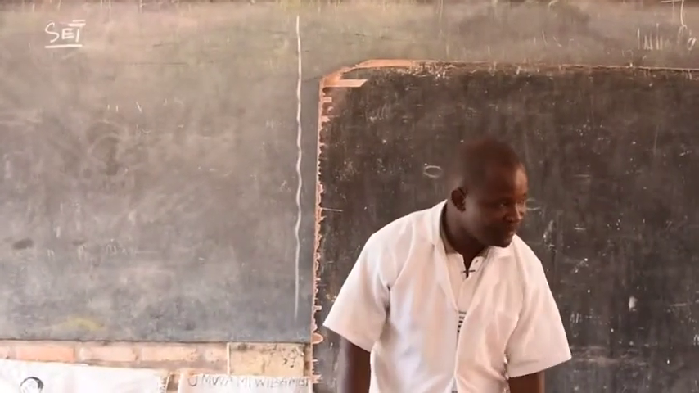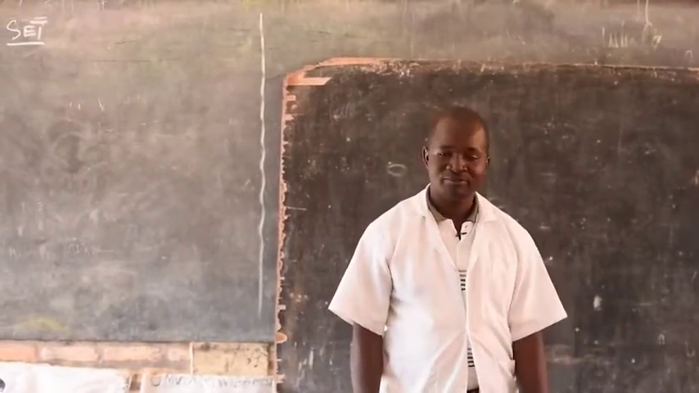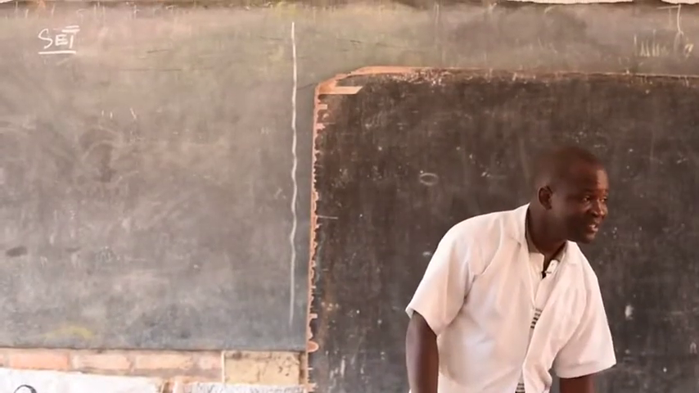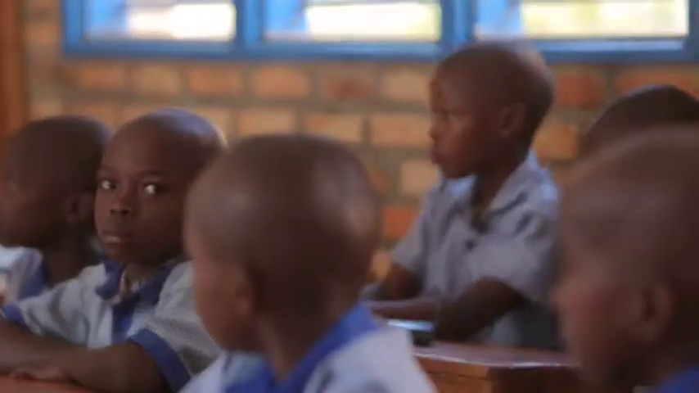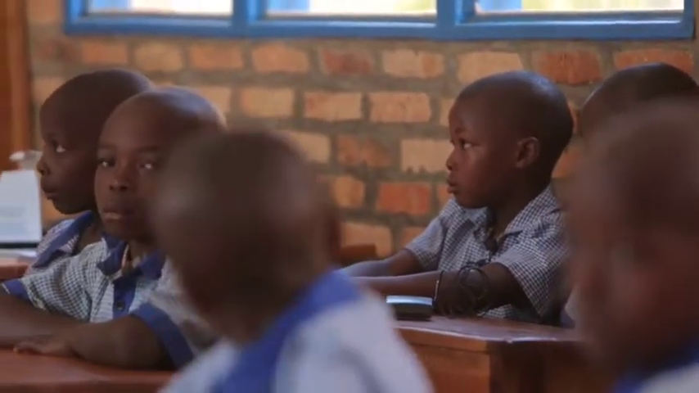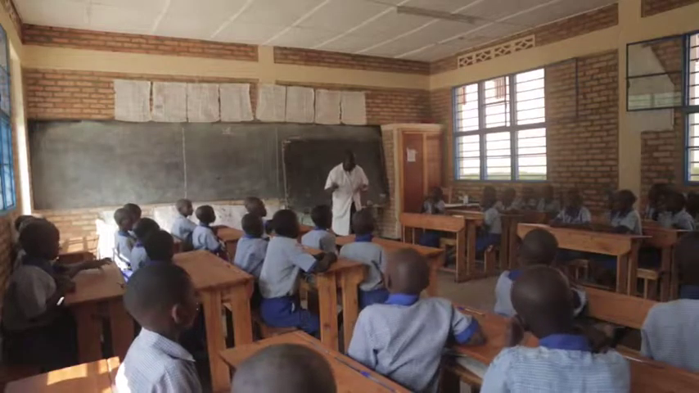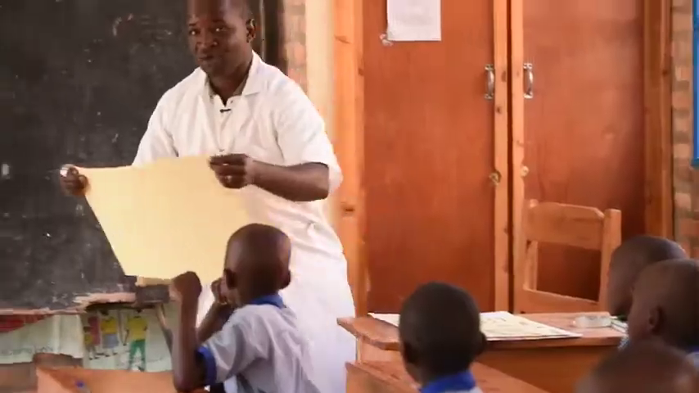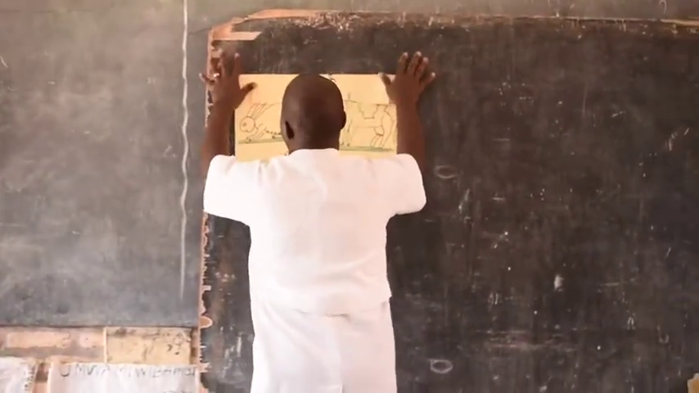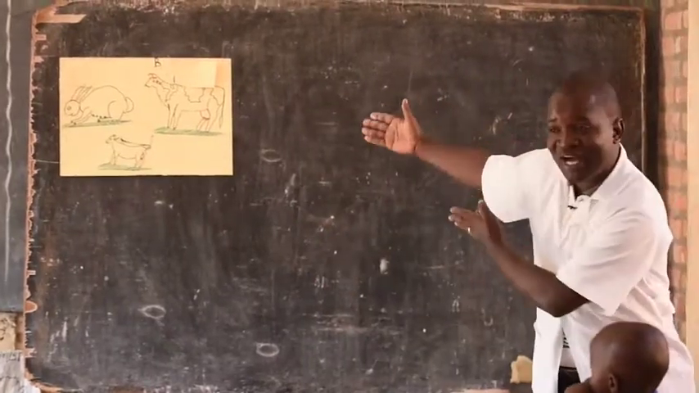You stand up. Okay, tell us. Good. In the previous lessons, we studied the mammals or the animals. Are we together? Yes. Okay. I want you to observe here. Are you observing those animals? Yes.